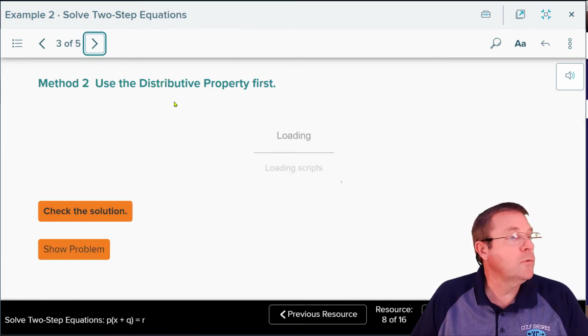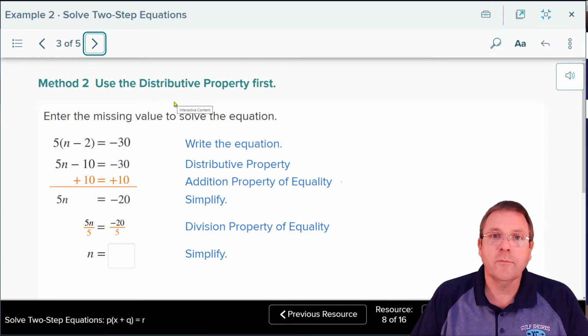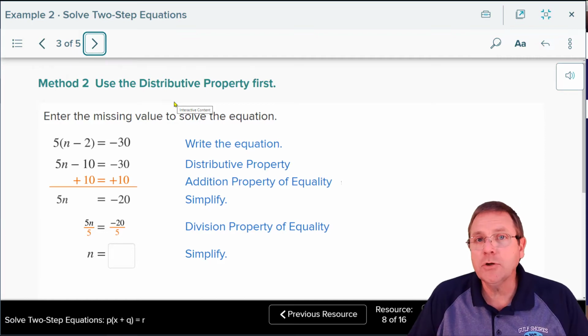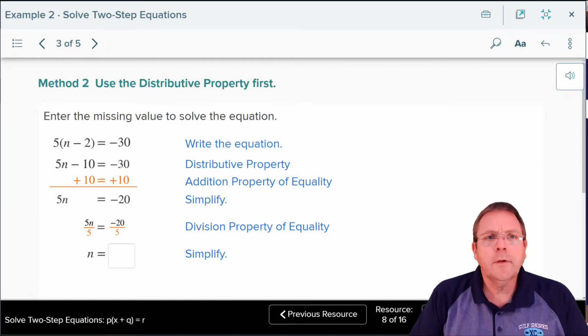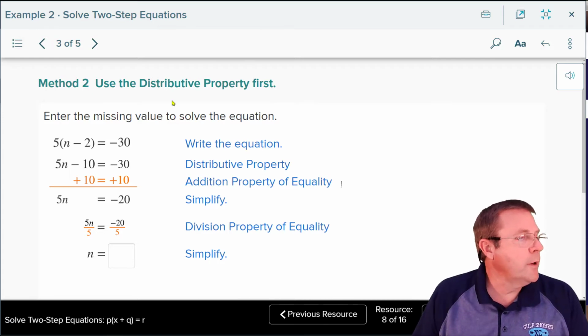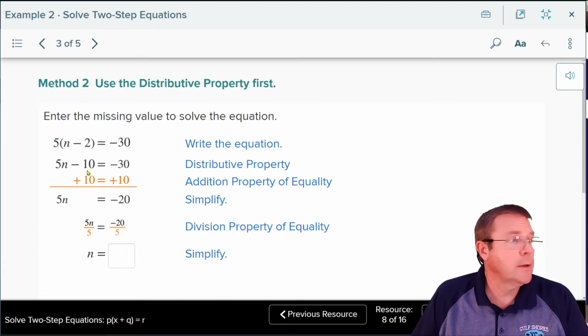Next, we're going to do the same exact problem, but this time we're going to use the distributive property first. Either way is good. Either way is accepted on the homework, unless your homework assignment says to use a specific method. Solving it the other way, using the distributive property, we start off by taking this 5 and distributing it through the grouping symbols. 5 times n becomes 5n. 5 times 2 becomes 10. And now we've got a simple two-step equation here.